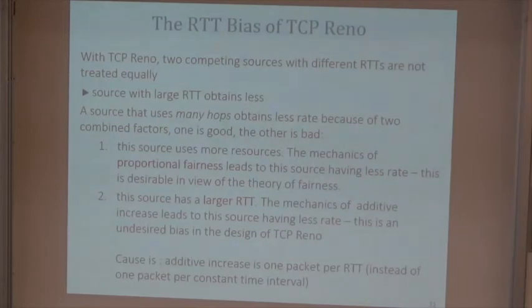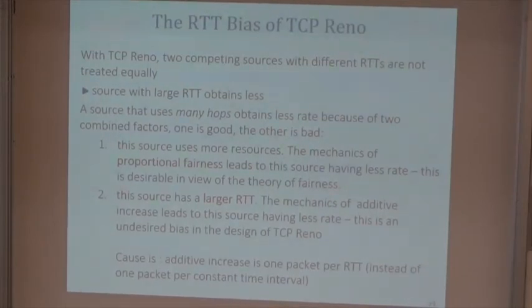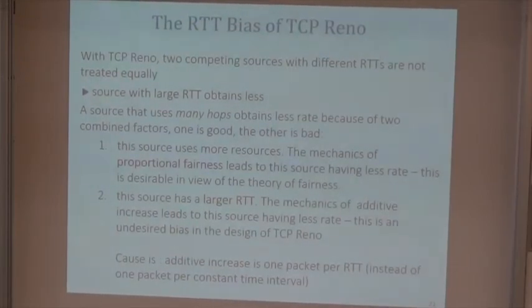Because if you have a large round trip time, that means probably you're using more hops in the network. And we say that the principle of proportional fairness is that you should not receive the same rate if you're using more hops, and if there is congestion on multiple hops, than someone who's using fewer hops. That's what proportional fairness does. So we expect TCP to do something like this.